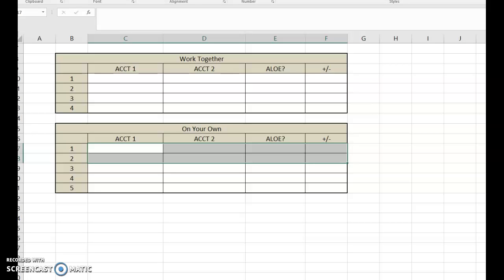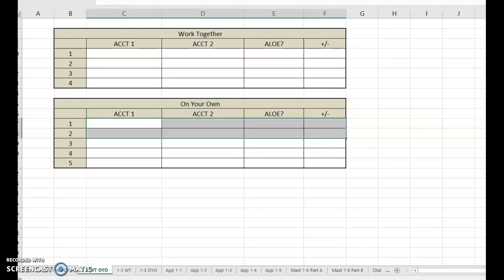Okay, Accounting 1, Chapter 1, Problem, Section 1-2. So Section 2 of your chapter, on the tab at the bottom of the screen, you click on the 1-2. The WT stands for work together, OYO is the on your own. They are on page 12 of your textbook.